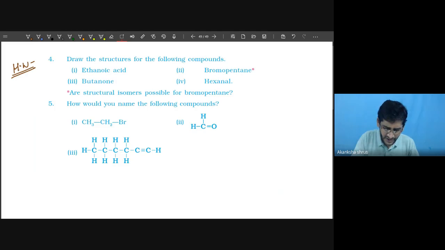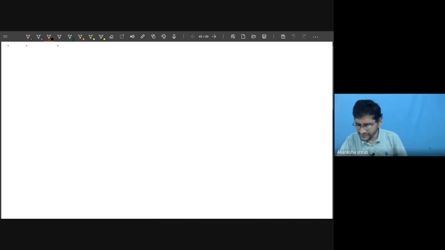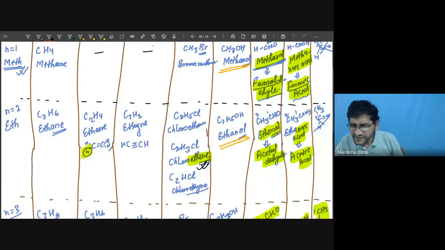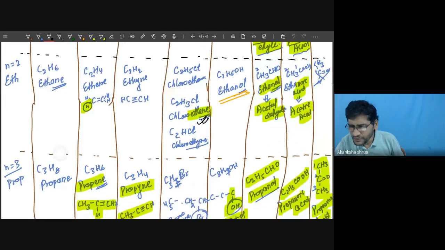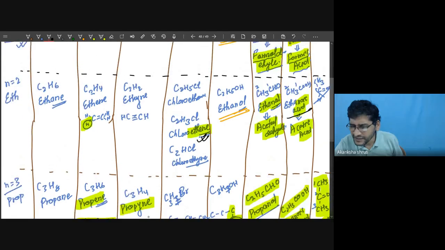Draw the structure of the following, like ethanoic acid. Haven't you written ethanoic acid, students? Look: methanoic acid, propanoic acid, ethanoic acid, that is it. Are you getting it? So this is the structure you have to write.